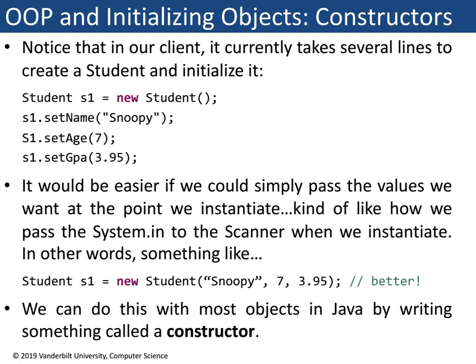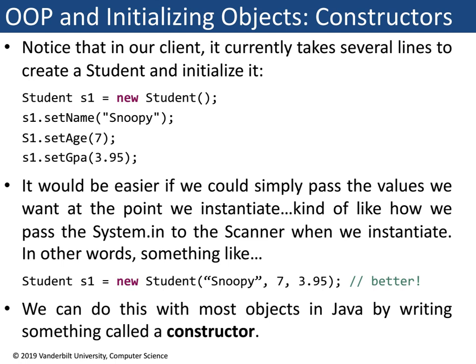So we would have to go through to set each of those instance variables and use our mutator methods. So use the setName mutator method to set Snoopy, setAge to set the age to 7, and setGPA to set the GPA to 3.95. But it would have been a lot easier if we could just pass the values that we wanted for the name, age, and GPA when we created or instantiated the object in the first statement.